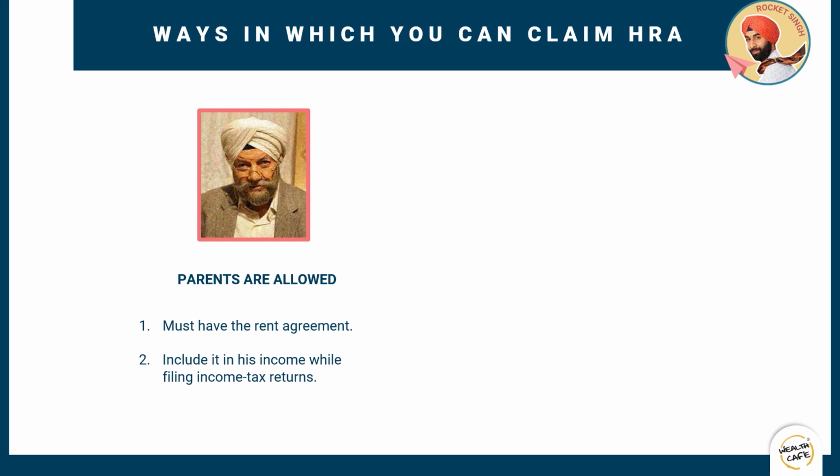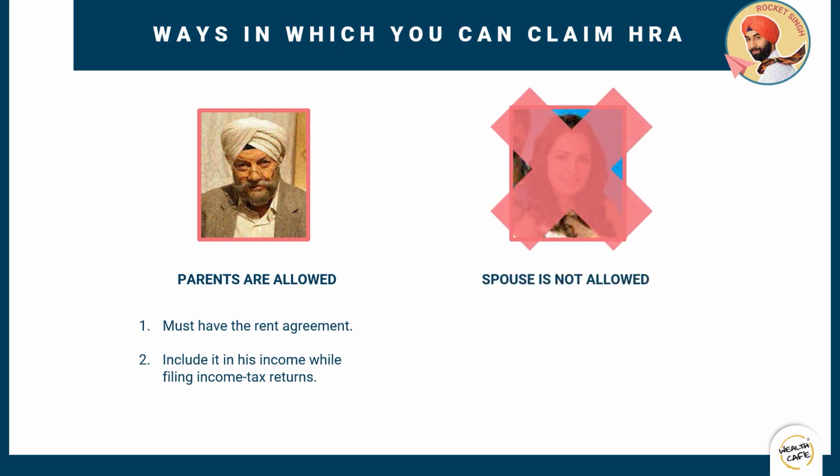While paying a rent to your parents is allowed, paying rent to your spouse is not allowed. The Income Tax Act clearly distinguishes between the two by saying that paying a rent to a spouse and trying to claim that as a deduction in your income tax is not as per the ethics of the law that has been laid out.